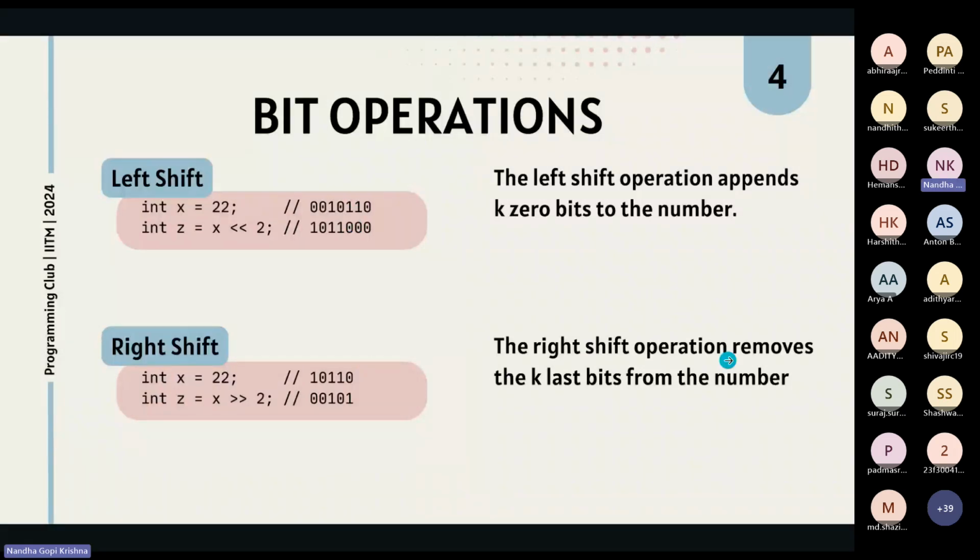Then we have the right shift operation. It simply shifts the number to the right, and whatever bits are set in the rightmost k bits are simply removed. So as you can see here, the number is 22, 10110. If we shift it to the right by 2, then it simply moves the number to the right twice. So this 0 bit and this 1 bit simply get removed. Is the left shift and right shift operation clear?